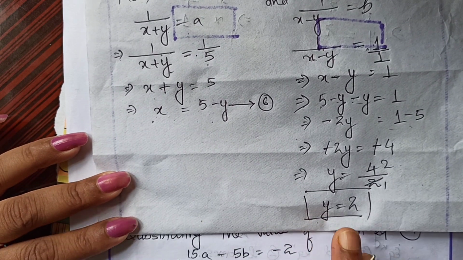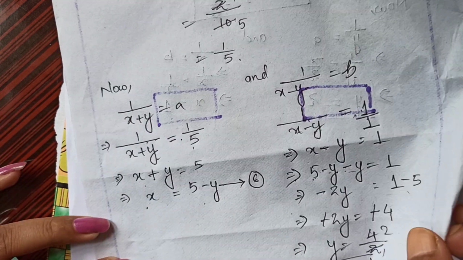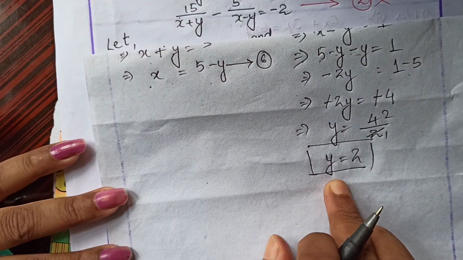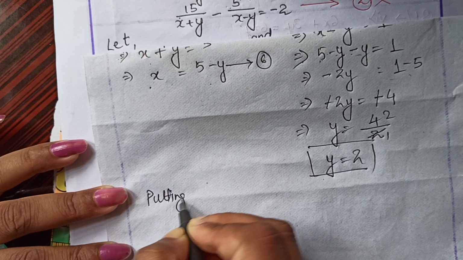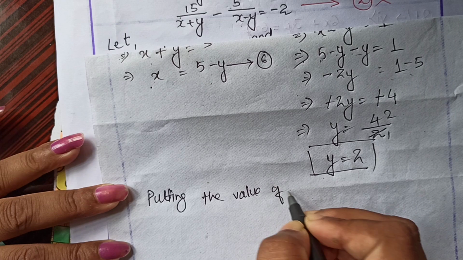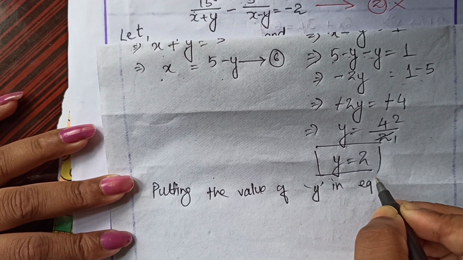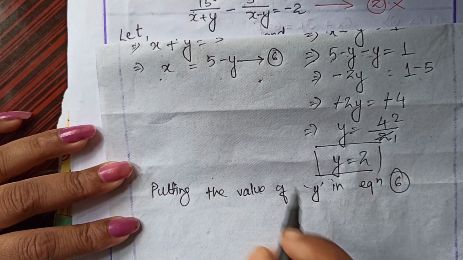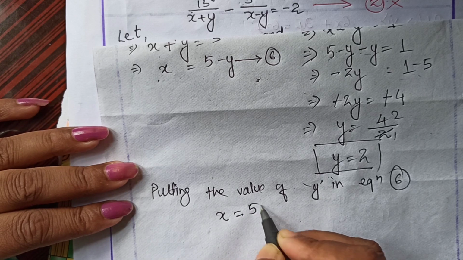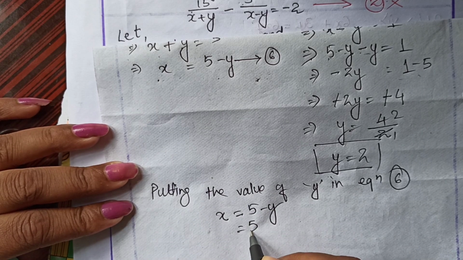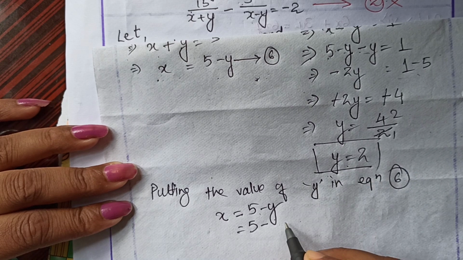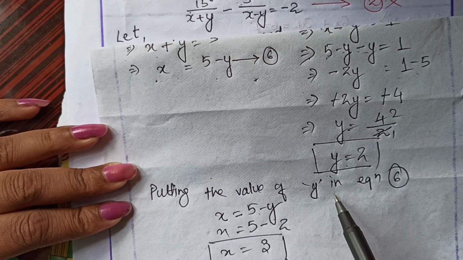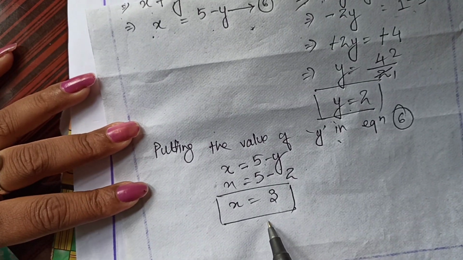One variable we got. Now we have to find the value of x. So we have to write one statement here: putting the value of y in equation 6, our last equation. If we put it here, then we will get the value of x. So in equation 6: x equal 5 minus y equal 5 minus y, we got 2. So 5 minus 2 is 3. So see here, we got the value of x as 3. y is 2, x is 3. So this is our solution.